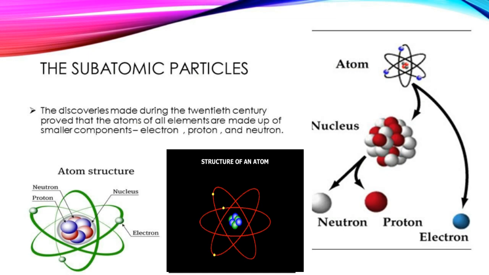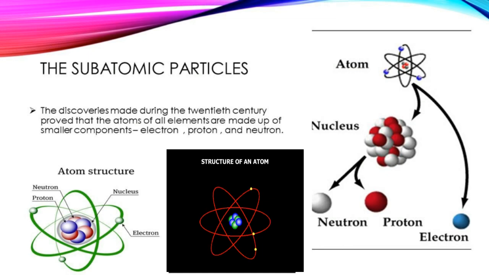The discoveries made during the 20th century proved that atoms of all elements are made up of smaller components: electron, proton, and neutron. An electron from a hydrogen atom is no different from an electron of a carbon atom. In the same manner, protons and neutrons of all elements also have the same characteristics. These particles that make up the atom are called subatomic particles.